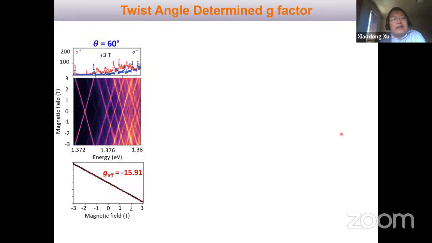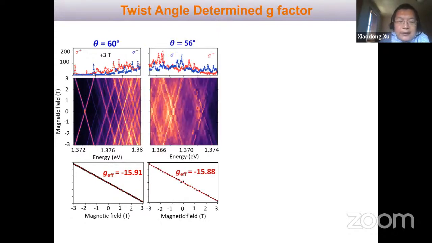And we can examine these g factor measurements in samples with different twist angles. Here I show you another example with a twist of theta equal to 60 degrees, and you see the g factor is about -16. And I see another sample, which is a bit messy, at 56 degrees, but we can still extract a g factor close to -16. So we can see the g factor is a very consistent global indicator between different samples with slightly different twists, but only near 60 degrees.